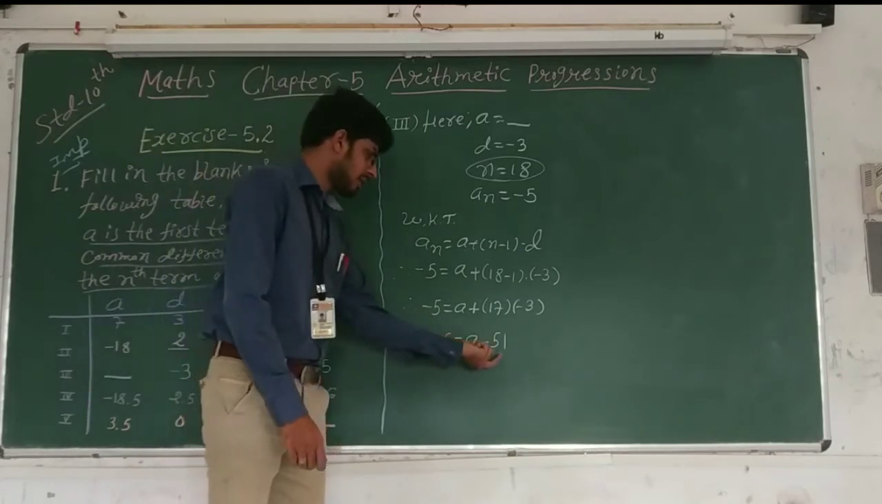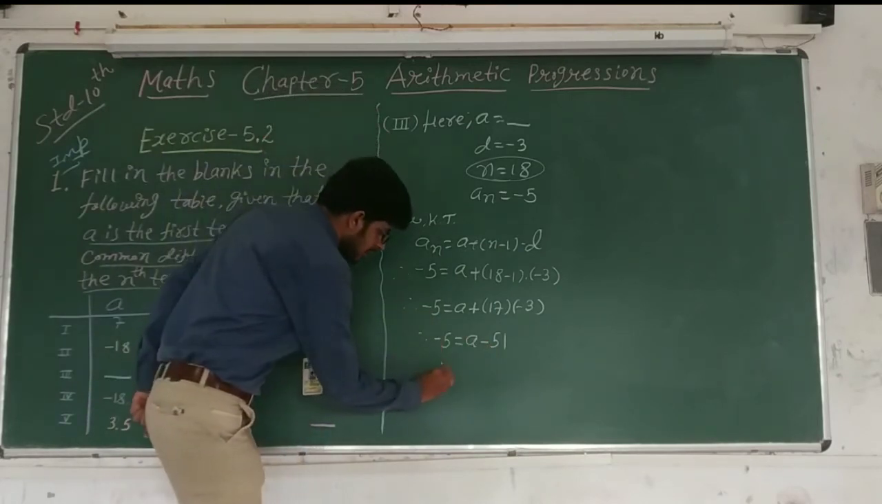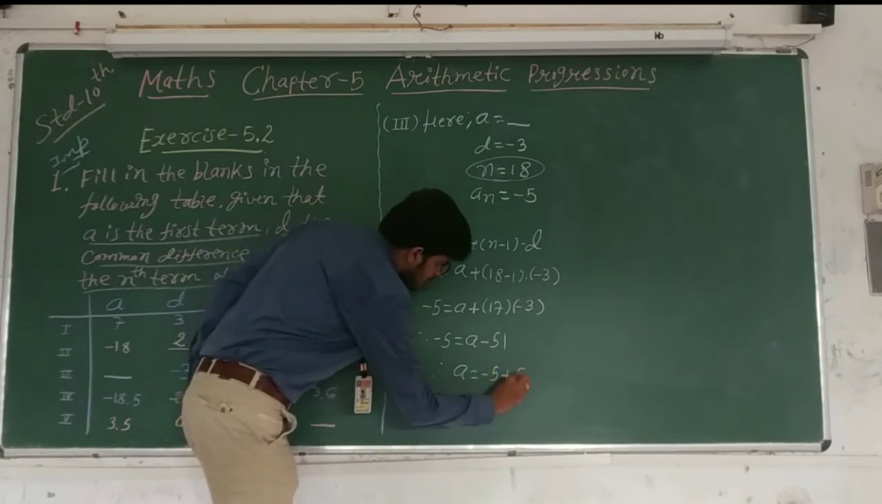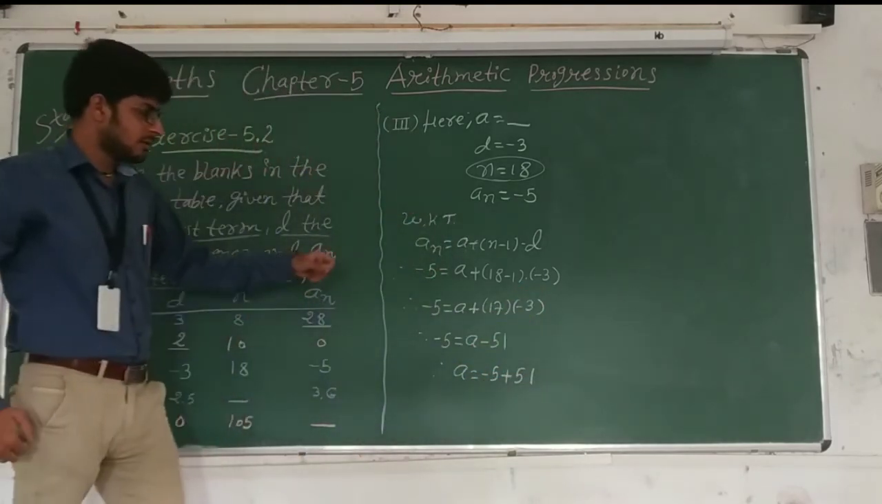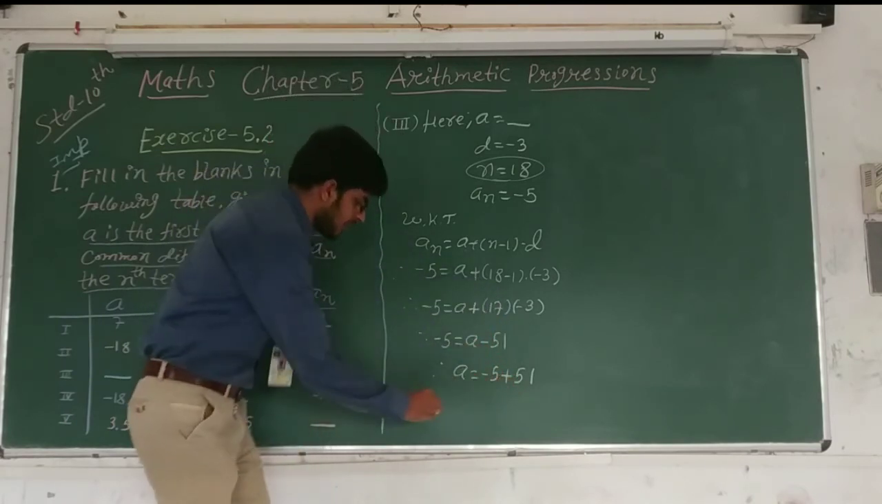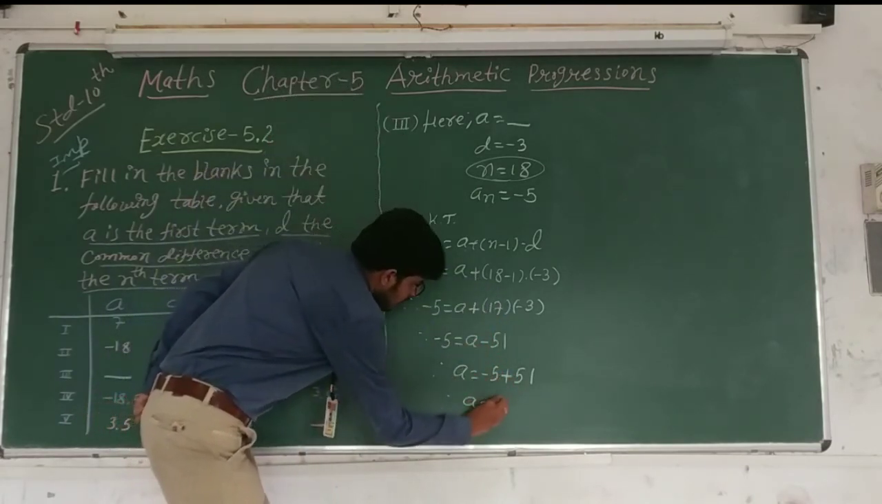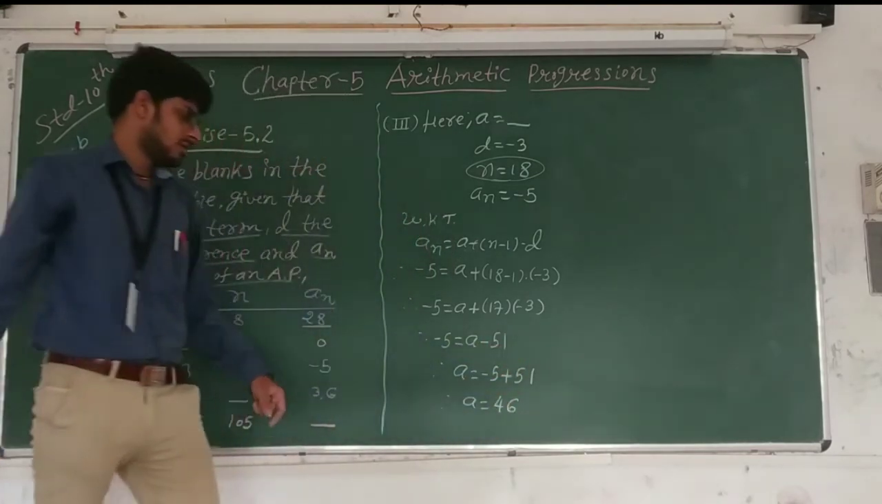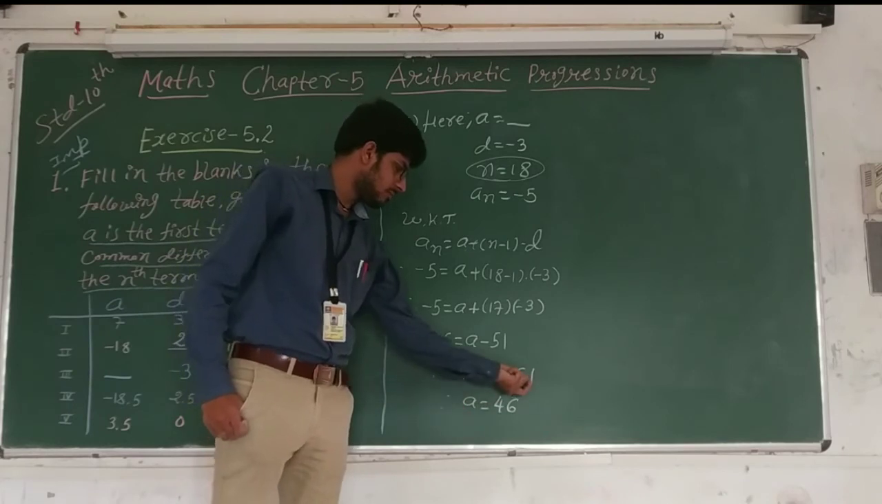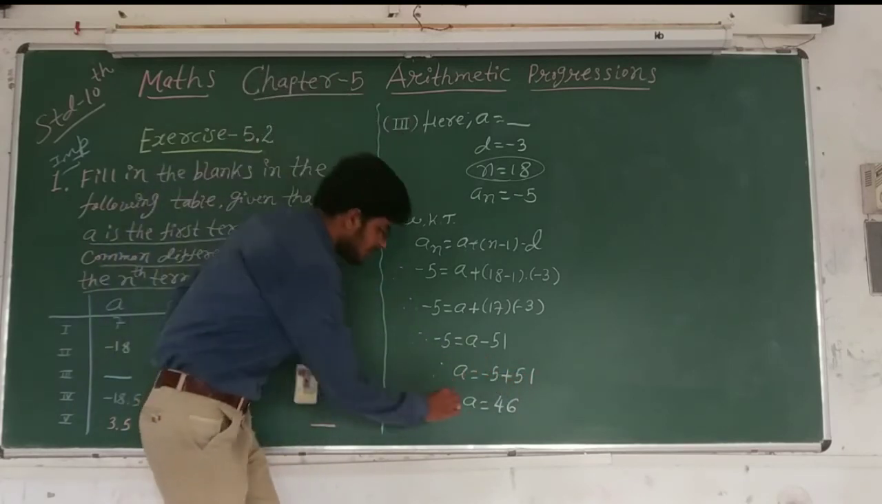Now we have to shift minus 51 to the left hand side. So it gives positive. So a is equal to minus 5 plus 51. Here minus plus minus, we have to subtract 51 minus 5. So a is equal to 46. And the value of a is positive, because the bigger number is positive, so the answer will be positive. So a is equal to 46.